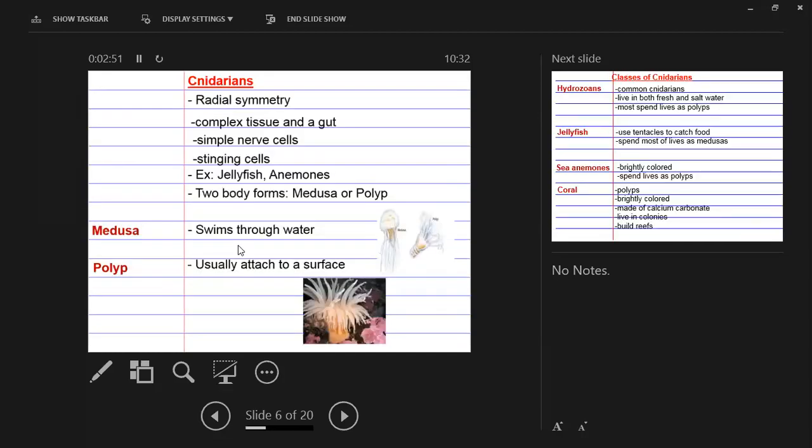Cnidarians: radial symmetry, complex tissue, simple nervous cells. It has two kinds, medusa and polyp.